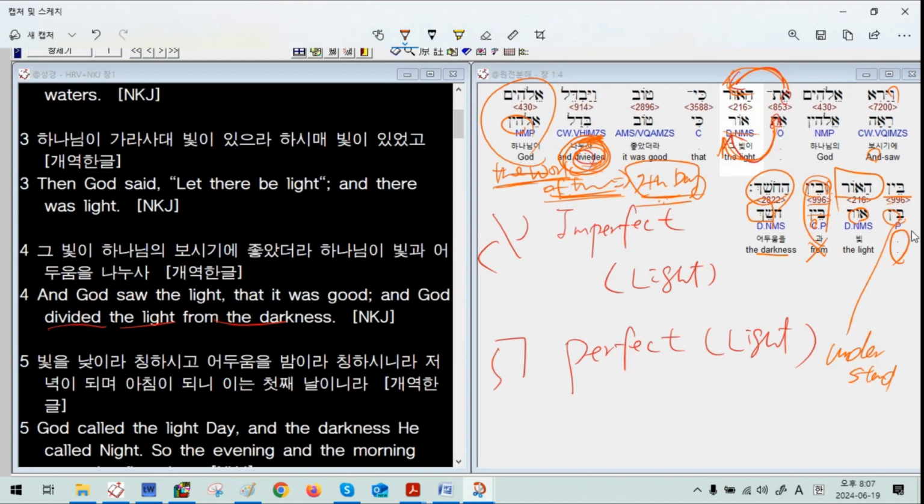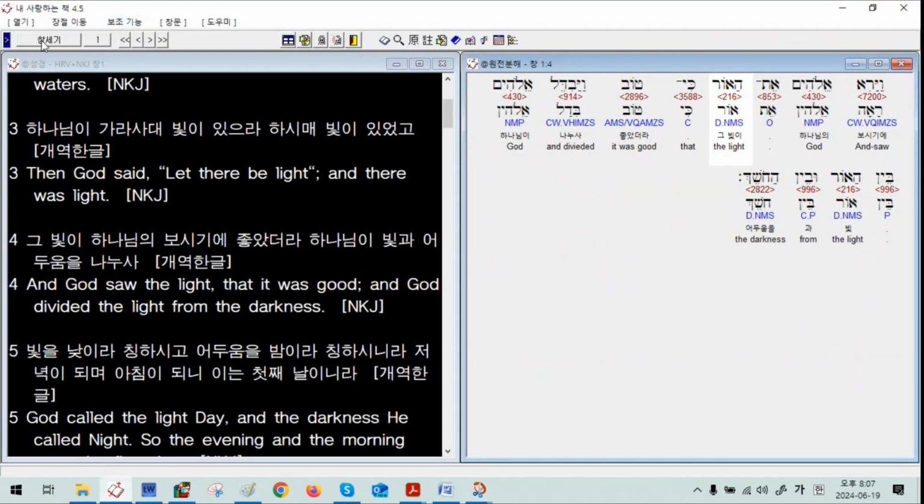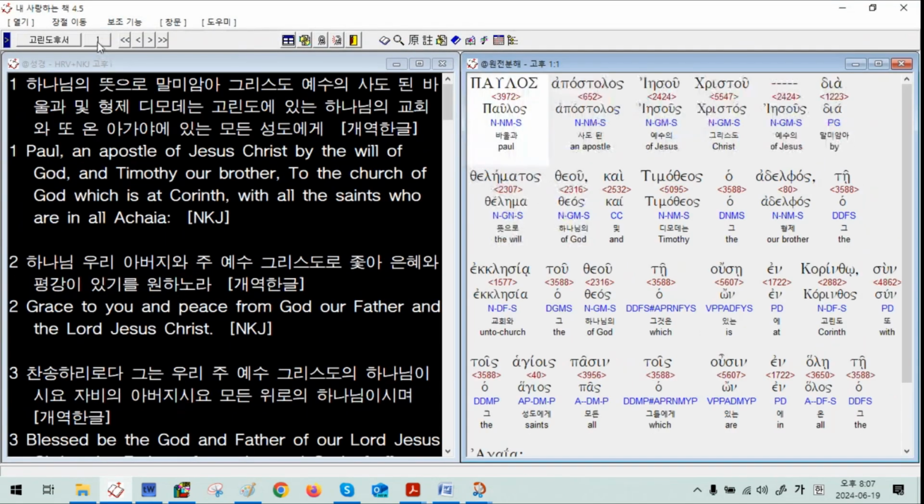Once we have a full understanding of the light, understanding of the darkness, then the beginning light becomes the complete light. We are fully understanding the light. Then what is the light? We went to 2 Corinthians chapter 4.